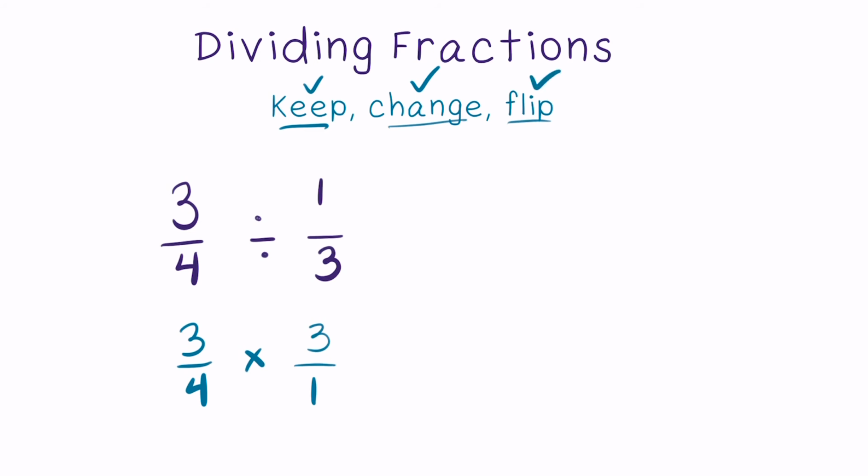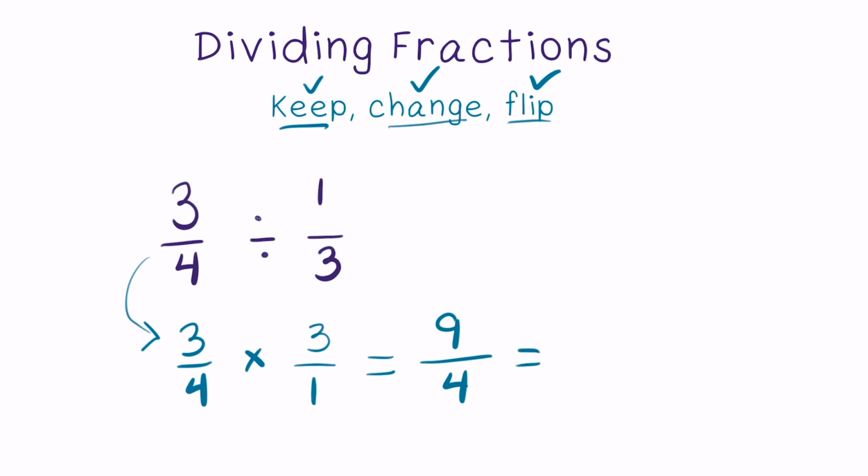Once we've converted our division problem to a multiplication problem, it's much easier to solve. We start by multiplying the numerators. 3 times 3 equals 9. And next, multiplying the denominators. 4 times 1 equals 4. 9/4. Once again, we have a fraction greater than 1, or an improper fraction, and so we convert this to a mixed number.